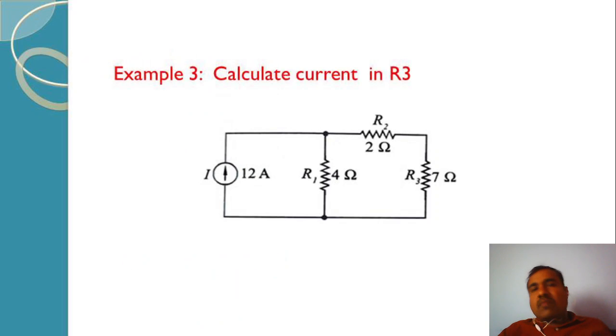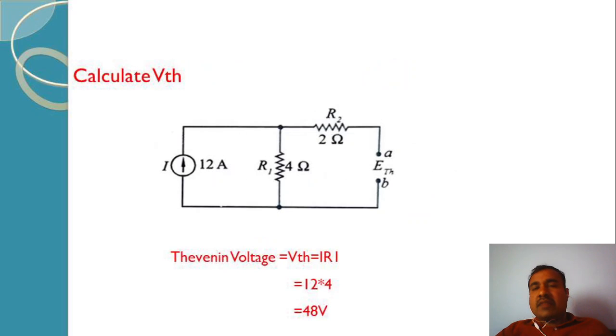Now let's take one more example. Here calculate the current in R3. Here we have a current source of 12 ampere and three resistances connected as shown. The first step is to remove the load resistance. Here the load resistance is R3, and I will remove that from the circuit. When I remove it, the circuit looks like this.